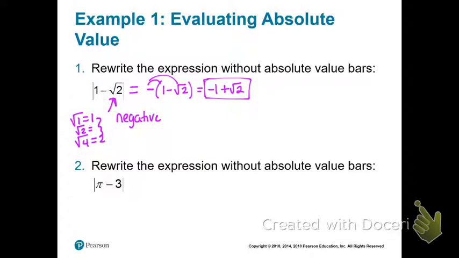On 2, it's the same idea, except for this time it has pi in it. Well, remember, pi is approximately 3.14, right? So pi is bigger than 3. So when I do pi minus 3, this number that's in here is going to be positive. And so by definition, it says if the number inside is positive, then we're just going to take the positive of it. And you didn't have to put the little plus sign. I'm just showing you. And if you distribute the positive, then you get the same thing.